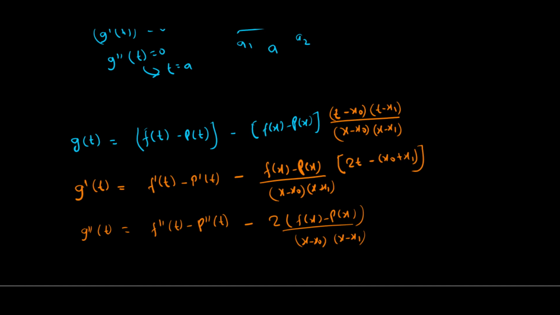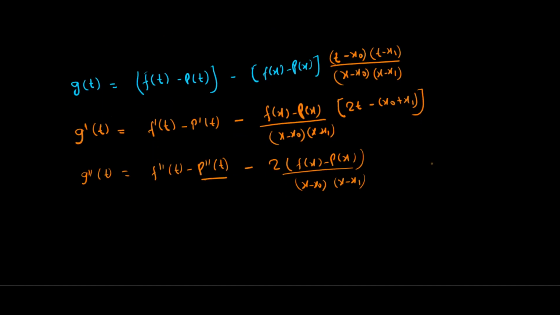As we know that this p of t is a linear interpolated polynomial, that simply means the degree of this polynomial is 1. This will be something like a t plus b. When you differentiate it 1 time, this p dash of t will be equal to a, and when you differentiate it twice, this will vanish to 0. That simply means this term is 0, right? So we are left with this only, g double dash of t is equal to f double dash of t minus this term.